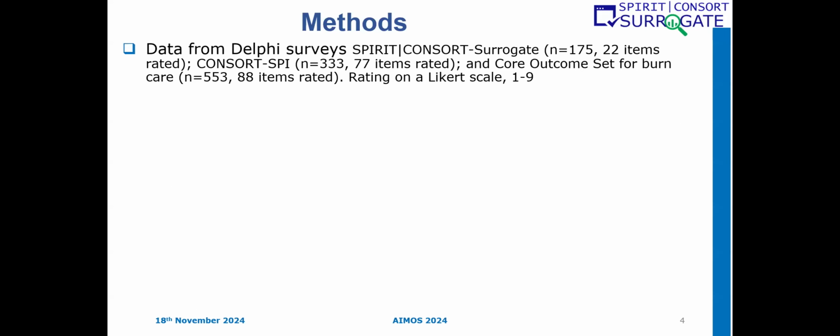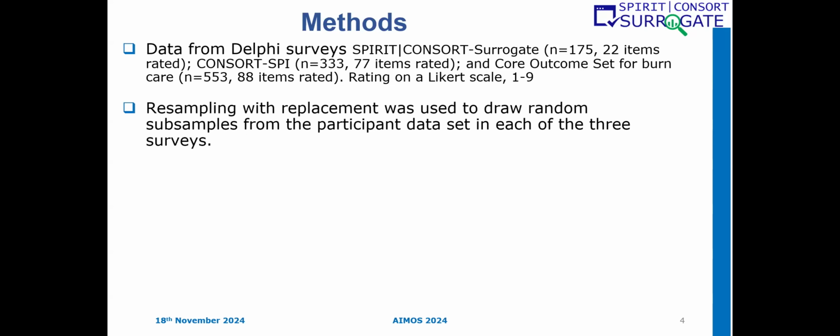So we used 3 large Delphi surveys. 2 of these surveys were used to develop reporting guidelines for clinical trials, that is the SPIRIT-CONSORT Surrogate and the CONSORT for Psychological Interventions, CONSORT-SPI, and another one was a core outcome set for burn care. In total, we had a sample size of over 1,000, and the ratings on the Delphi surveys were on a Likert scale of 1 to 9.